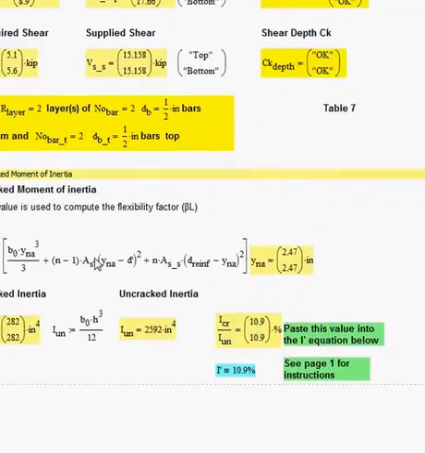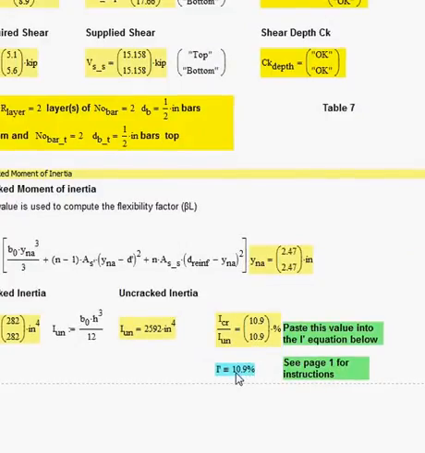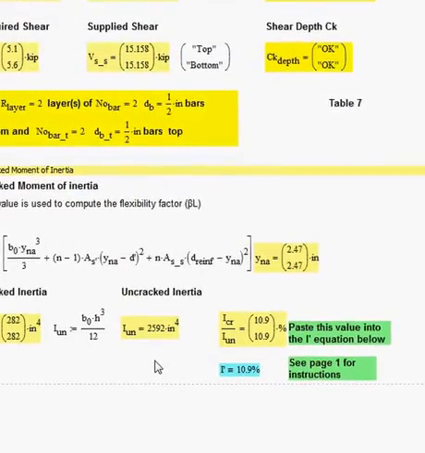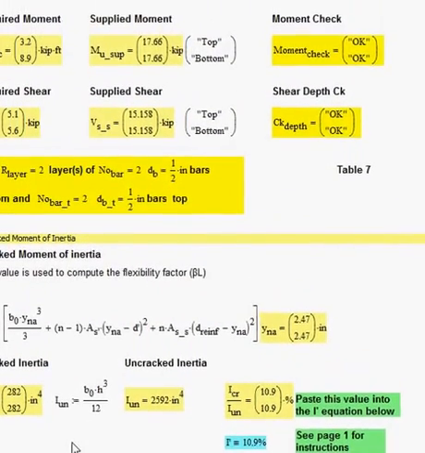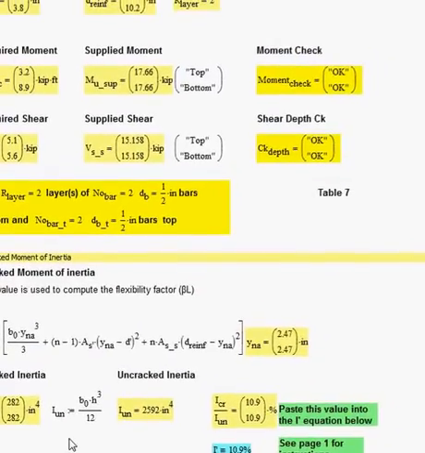The cracked moment of inertia is computed here, and again this is the value computed here, which then is input on page 1. It has to be done this way because you don't know what the moment of inertia is until you try the reinforcing.